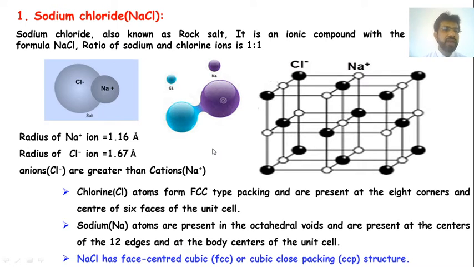Now see here, the radius of the Na+ ion is 1.16 angstrom unit and the radius of the chlorine ion is 1.67 angstrom unit. So we can say that the anions are greater than the cations. Therefore the chlorine atoms, being larger than the sodium atoms, form the FCC type of packing and are present at the 8 corners of this unit cell, and 6 atoms are present at the 6 faces of the unit cell.